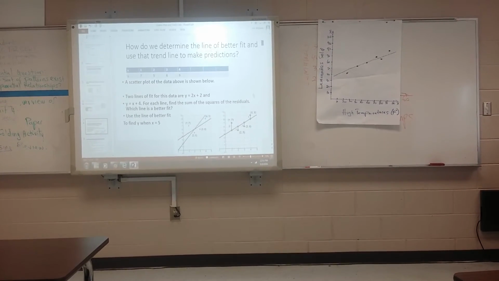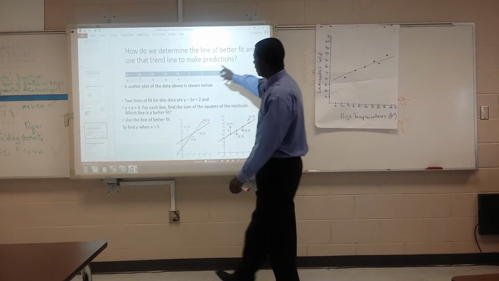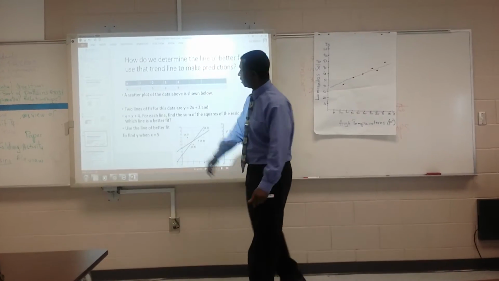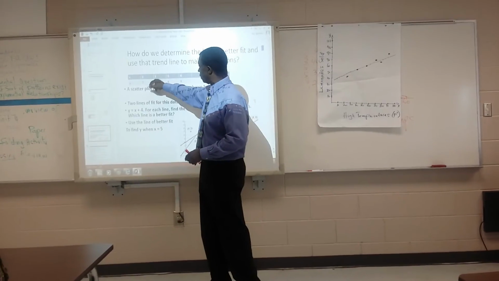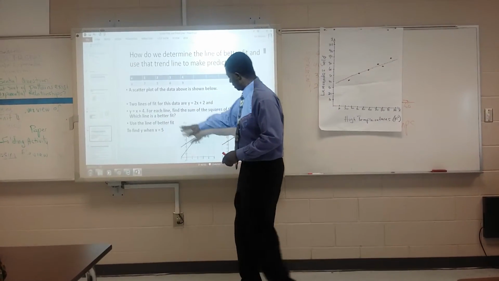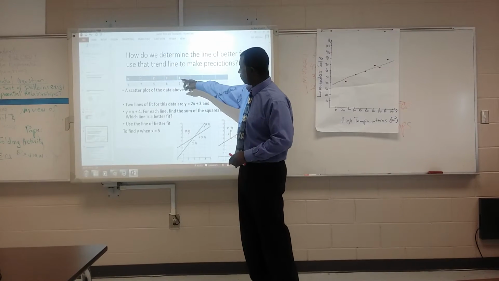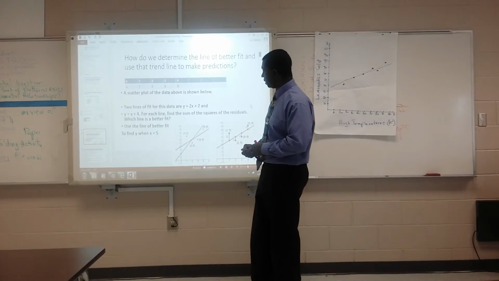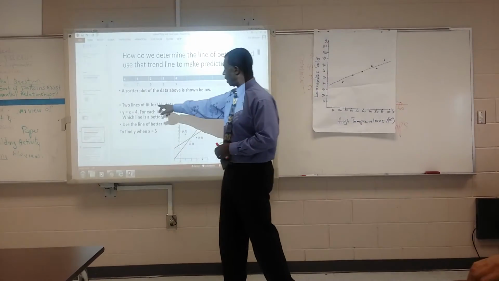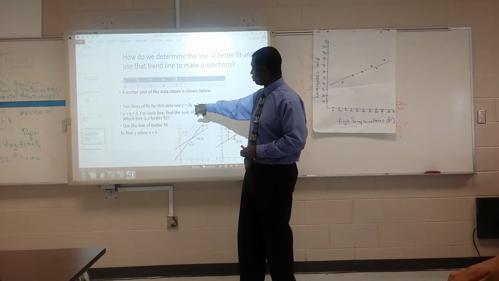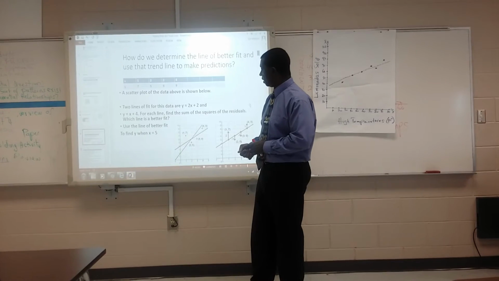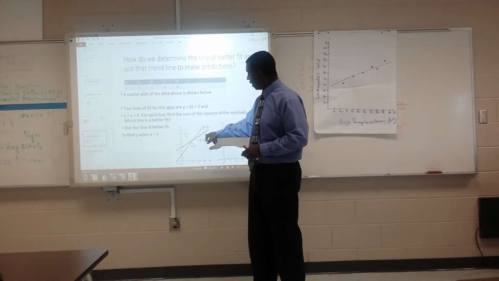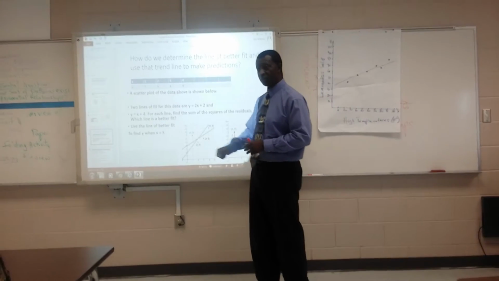we are going to see how we can determine the line of best fit and use that trend line to make predictions. So in this table, we have been given x and y values, and this here is the scatter plot of the information we have in the data. All right, two lines of fit for this data are y equals 2x plus 2 and y equals x plus 4. So, which of these lines here is a better fit for this graph?